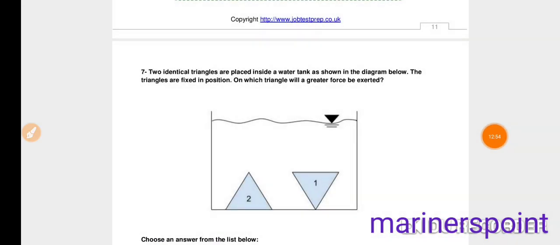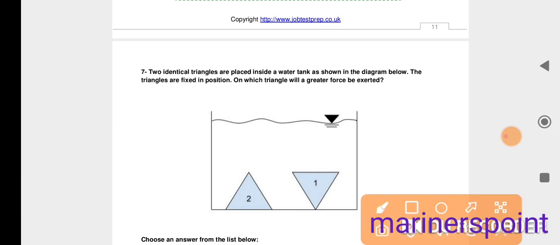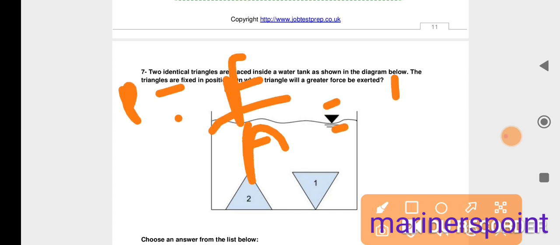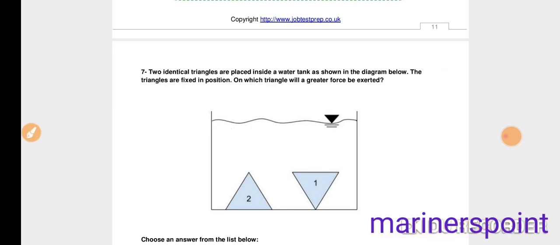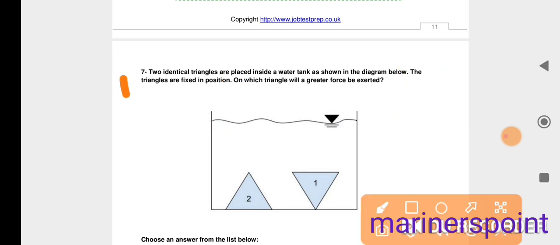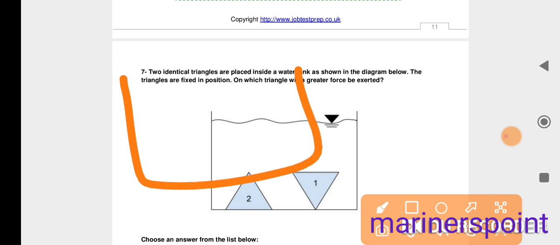here the question says two identical triangles are immersed in the water, and you have to calculate on which triangle a greater force will be exerted. As we know, pressure is equal to force by area, that means force is equal to pressure times area. So here, in the 4 containers, at the same point the pressure is the same, but if the depth increases then the pressure will increase.